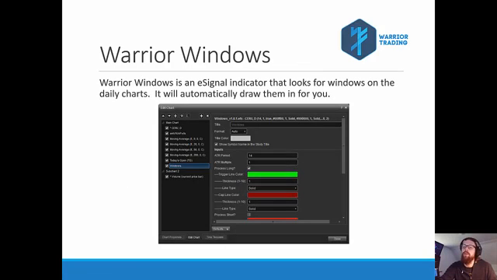All right, so the Warrior Windows indicator right here, you can see this is featured on eSignal. So we'll step back here. We'll step back in 1 second. There's some settings that you can adjust, and I'll explain where we get those from.